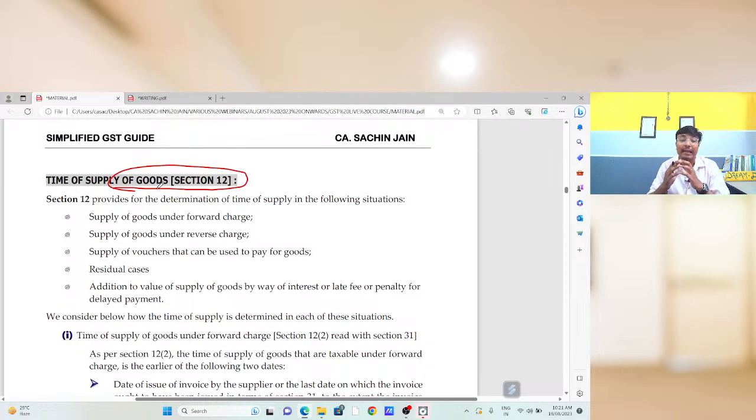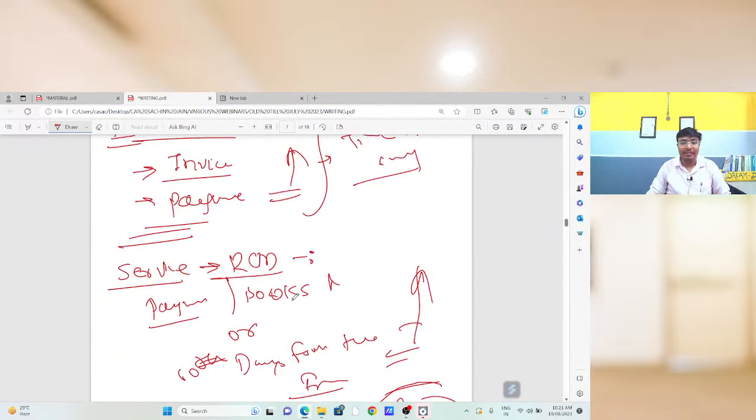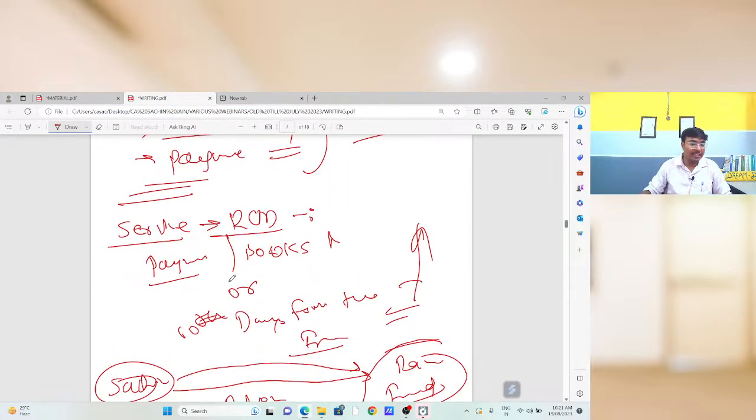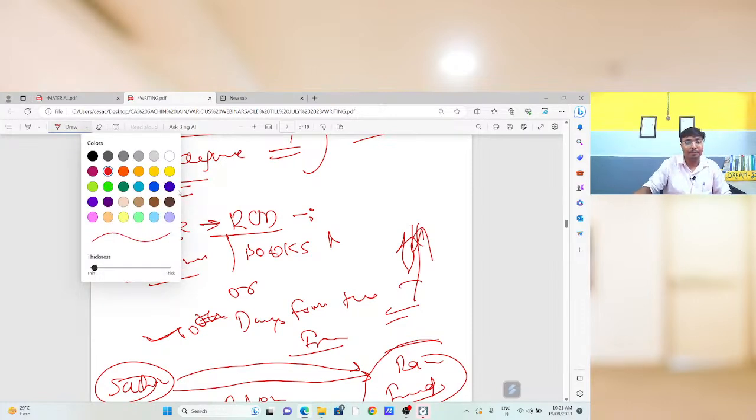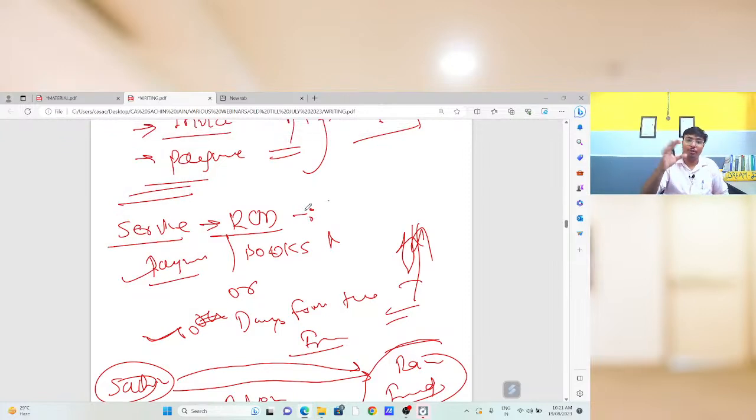In case of services under reverse charge mechanism, we had already discussed that the payment or 60 days from the issue of invoice, whichever is earlier, will be the time of supply. In that case, we need not check the receipt of services. In case of goods, we can identify the receipt of goods from the details: transportability is there, the dispatch slip is there, so we can identify at the time of goods. But in case of services, we are not going to identify.